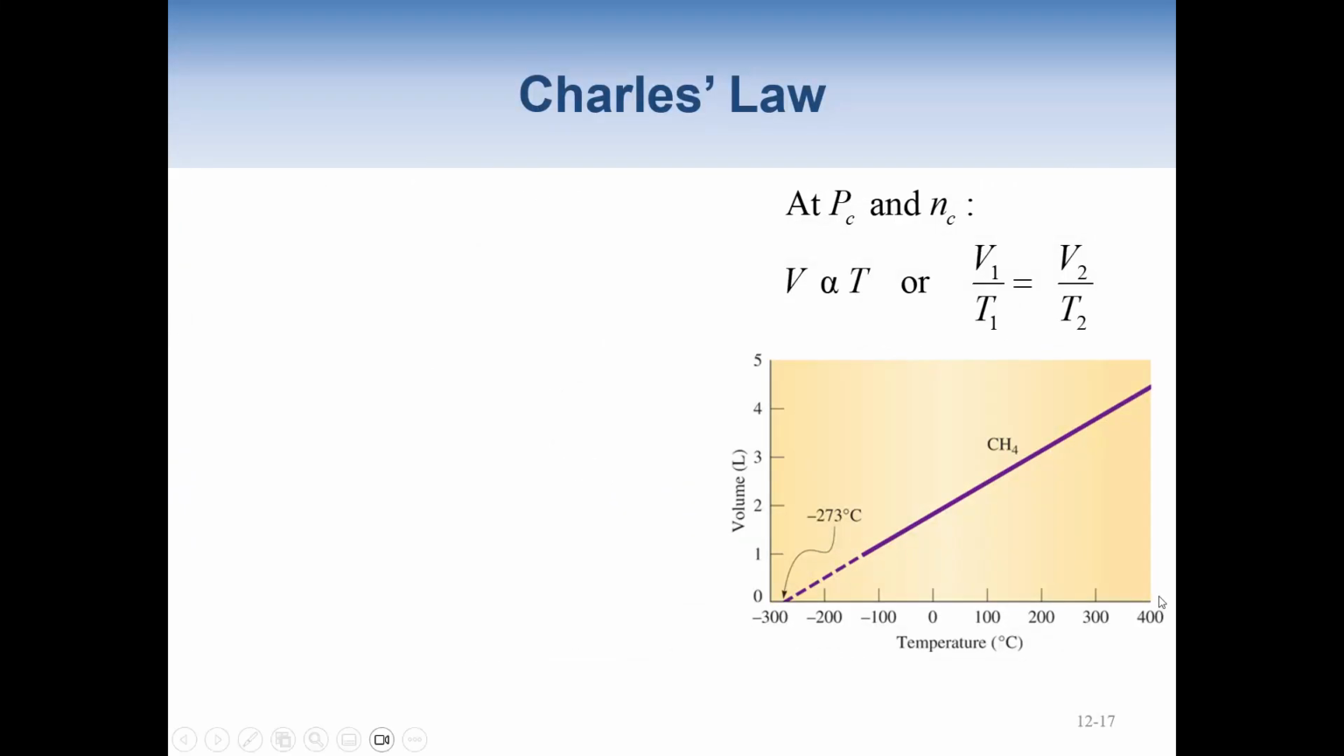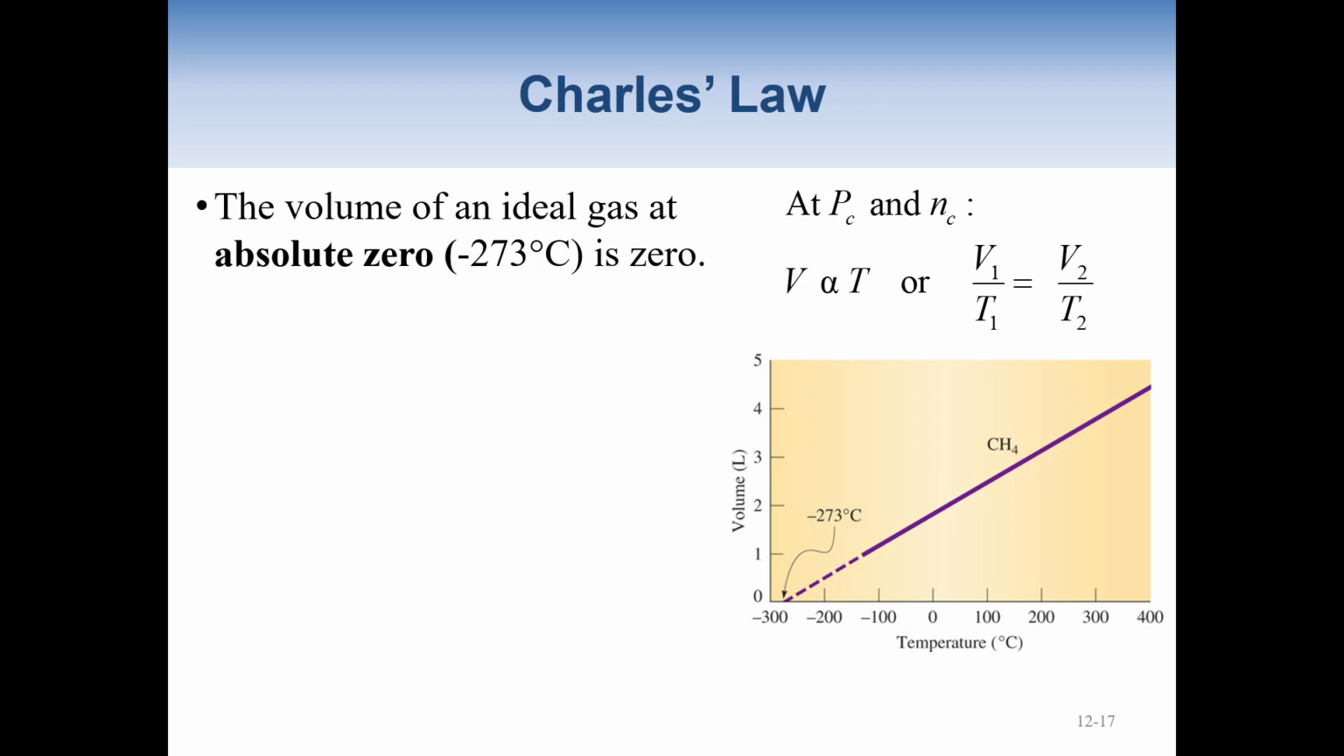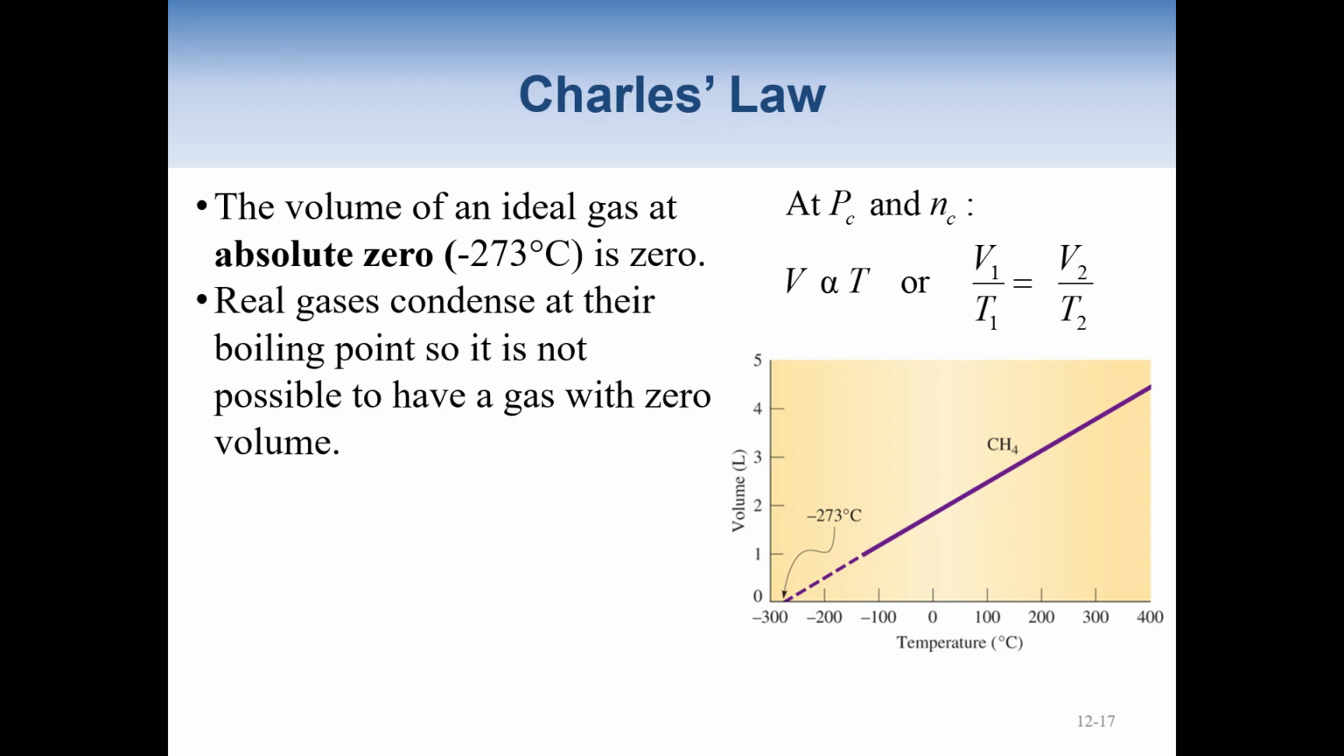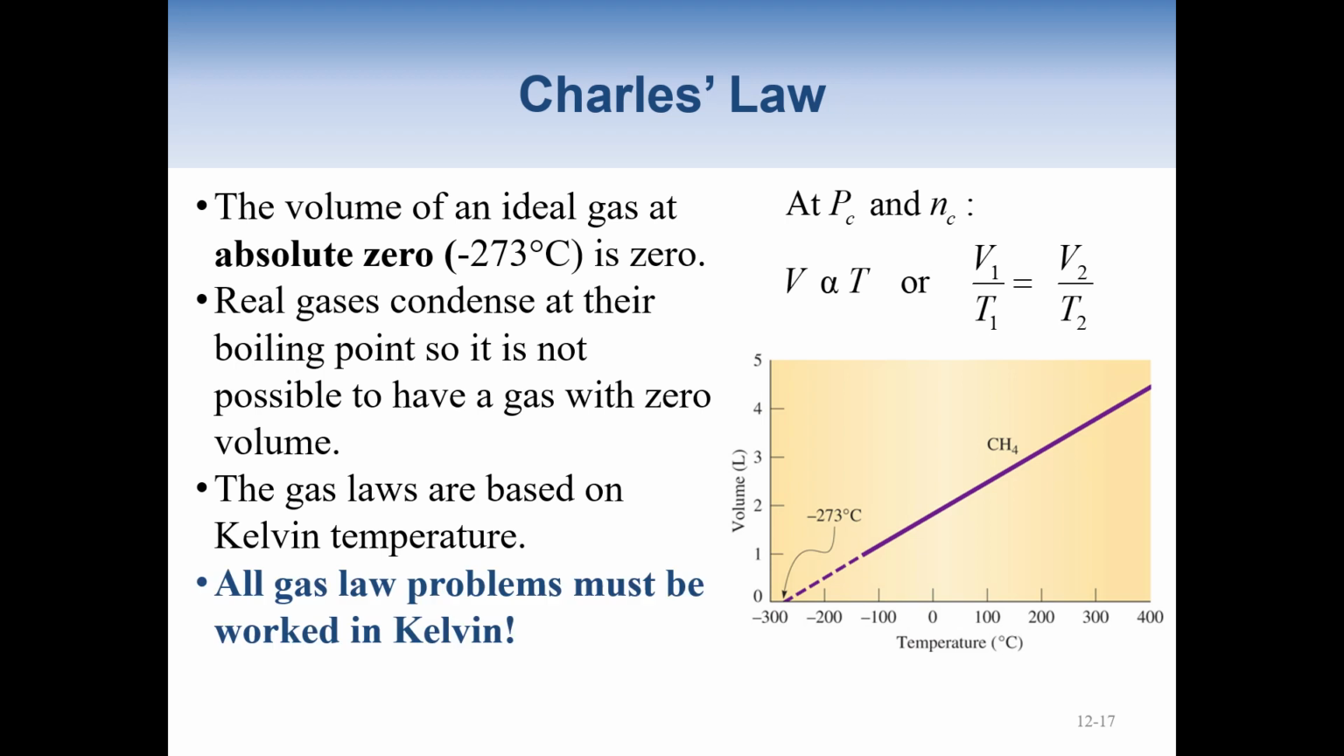Charles' law relates volume and temperature. The volume of an ideal gas is zero at absolute zero, minus 273 degrees Celsius. Real gases condense at their boiling point, so it's not visible or possible to have a gas with zero volume. The gas laws are based on the Kelvin temperature.